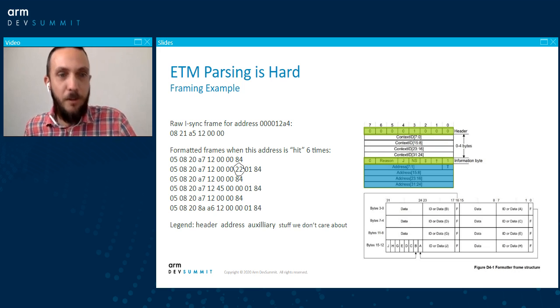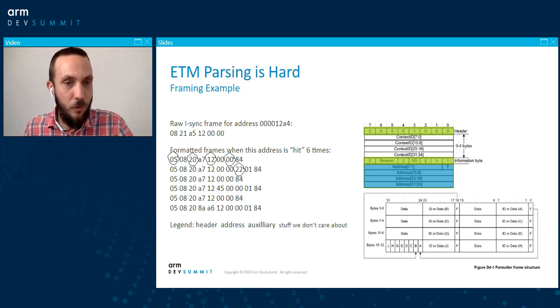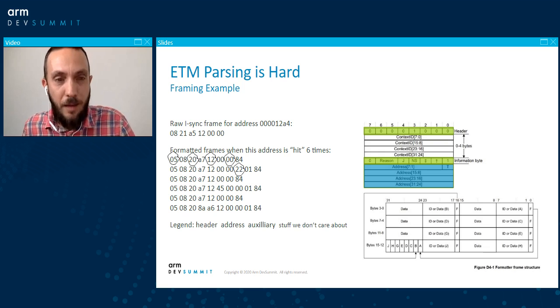There's supposed to be some color here that hasn't showed up, but I've circled here the 22, that's the auxiliary byte, and it carries information from all the other circled bytes on the first PC sync packet.